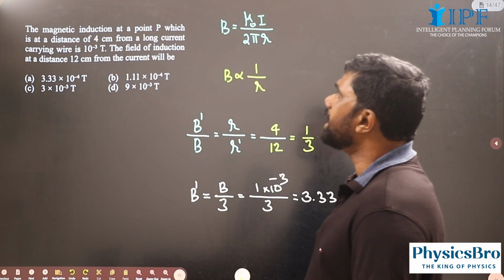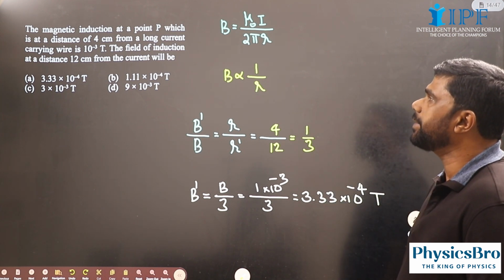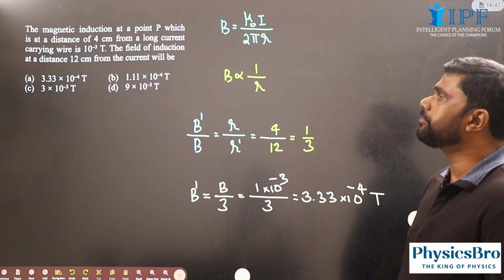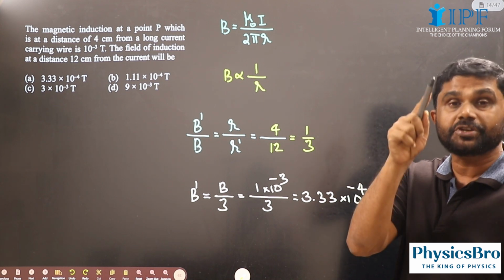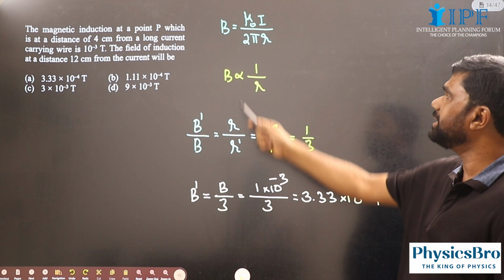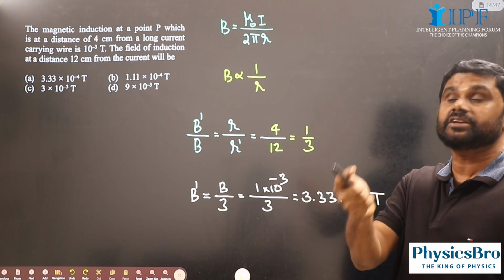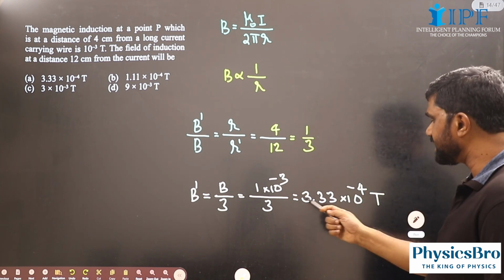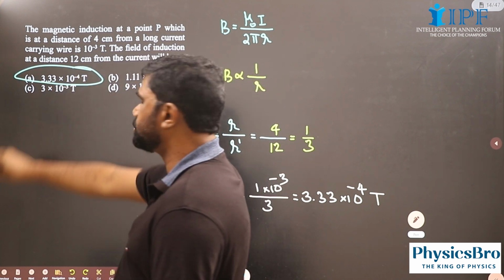Now let's see, the magnetic induction at a point P, which is at a distance of 4 centimeter from a long current carrying wire, is 10 raised to minus 3 Tesla. The field of induction at a distance of 12 centimeter: earlier it was 4, now it is 12, means the distance is made 3 times. Magnetic field is proportional to 1 by r. When the distance is made 3 times, field will become one third. So 1 into 10 raised to minus 3 by 3, so it is 3.33 into 10 raised to minus 4.